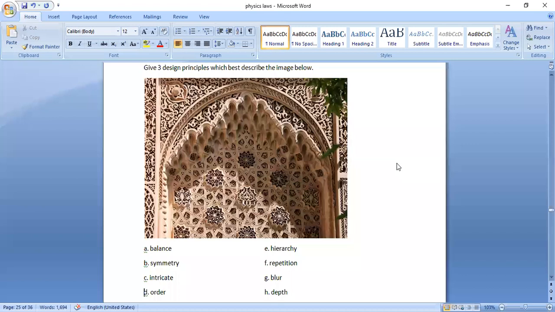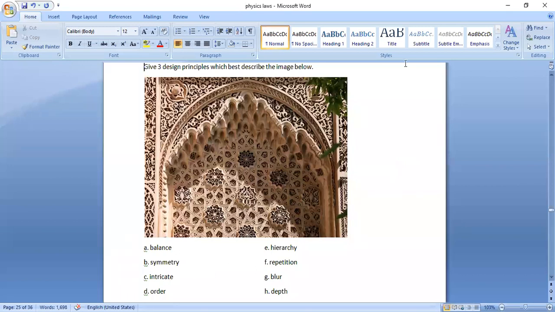Okay, let's see. So many symmetry. Is this symmetrical? The side. No. What does symmetry mean?